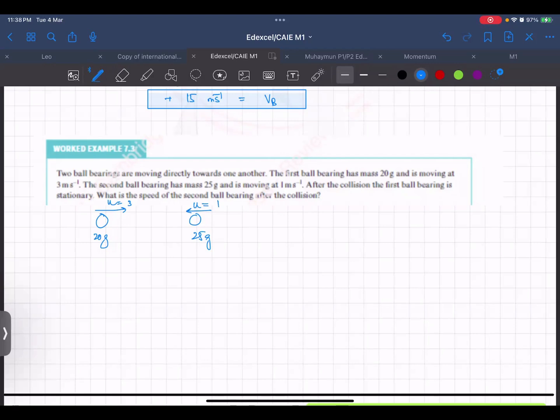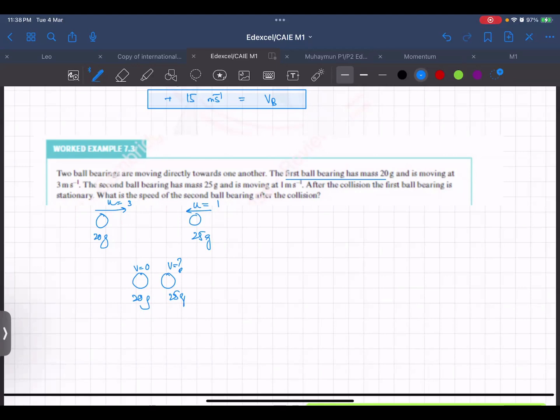After collision, the first ball bearing is stationary. The first ball was the 20 gram one. So after collision, this becomes stationary, so its final velocity becomes 0. What is the speed of the second ball bearing after the collision? We don't know the final speed of the second one.